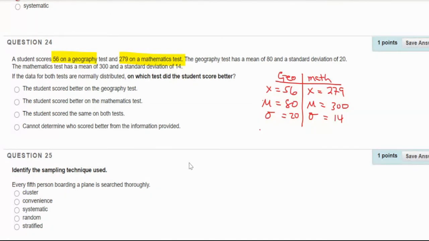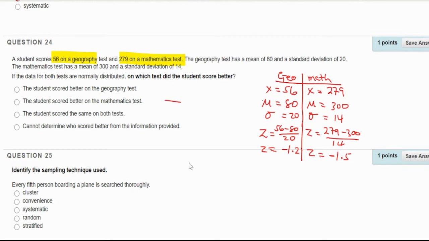So we need to do the z-score, right? So the z-score is a value minus the mean over the standard deviation. So 56 minus 80 over 20. I need someone to do the calculation here. And then the z-score for math will be 279 minus 300 over 14. The first one is negative 1.2. Negative 1.2. Okay. Whoever has the second one, it's negative 1.5.